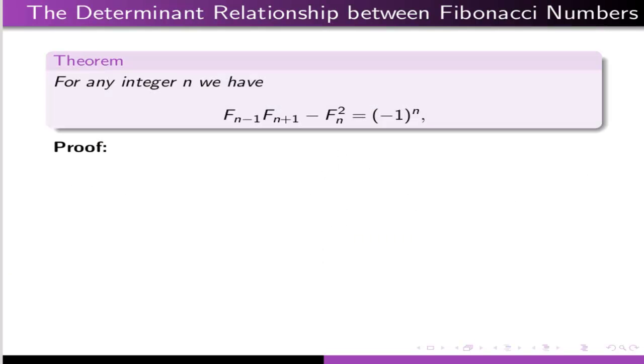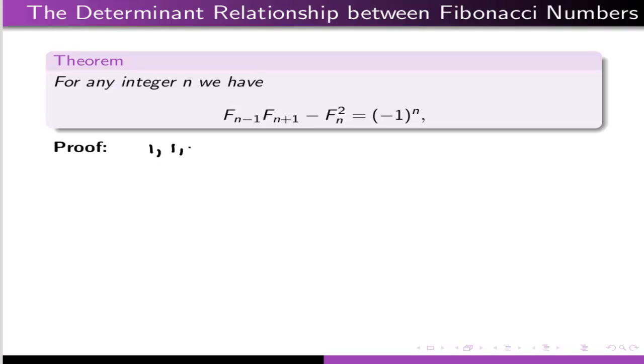The first relationship involving Fibonacci numbers that I want to prove is this. I call it the determinant relationship, and you'll see why I give it that name. For any integer n, the product of F(n-1) and F(n+1) minus the square of the nth Fibonacci number is (-1) to the nth power.